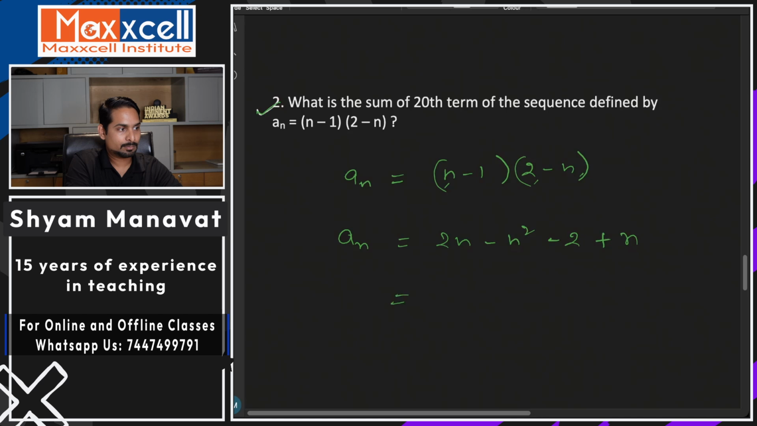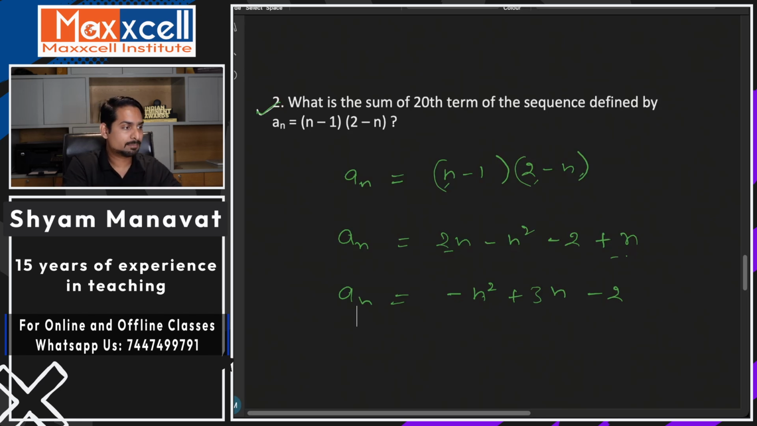Let me write it all in the descending order of power of n. So minus n square, 2n plus n will get you plus 3n, and minus 2. This is the nth term. I did not apply any formula here. Simply open the bracket and simplify this nth term.